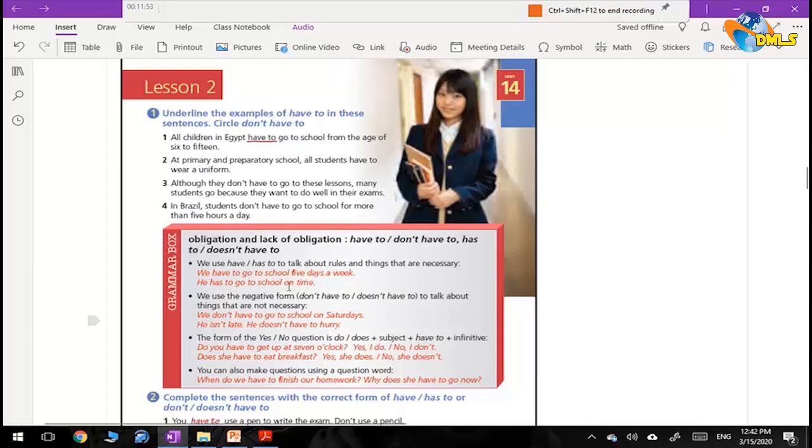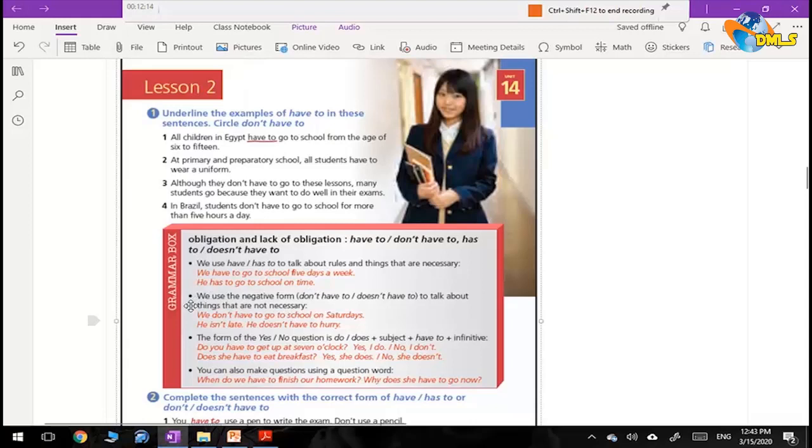He has to go to school on time. As you have seen, we is a plural pronoun. So this plural pronoun takes have, not has, nothing else. But here we had he, and that's a singular pronoun, for that we will use has, not have.